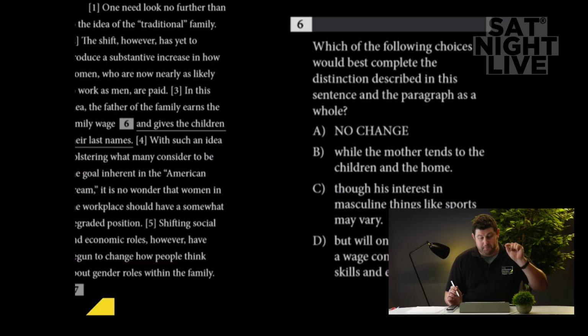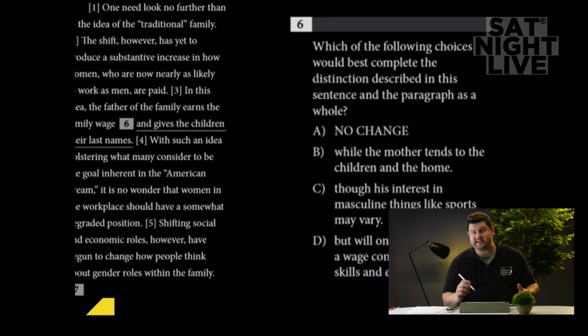And so for tonight, our central idea is going to be, how does the pencil help us keep the problem moving and actually help us make progress throughout the exam? Our first sample problem tonight comes from the writing and language section. So we have this paragraph, and then question 6, we have our task. Which of the following choices would best complete the distinction described in this sentence and the paragraph as a whole?